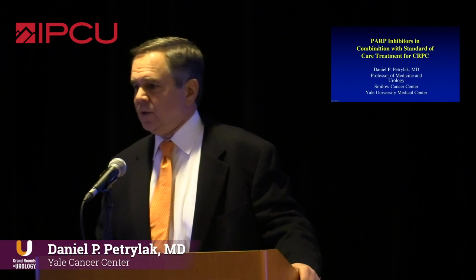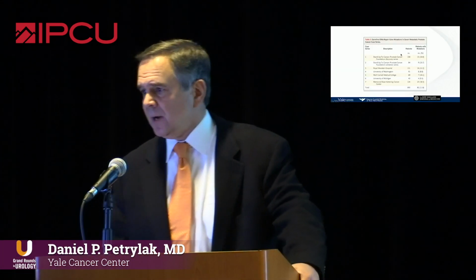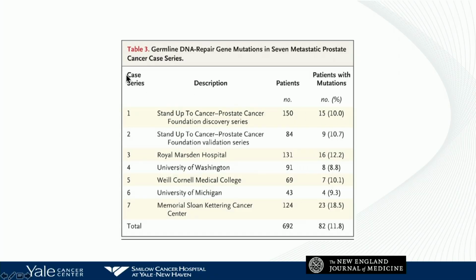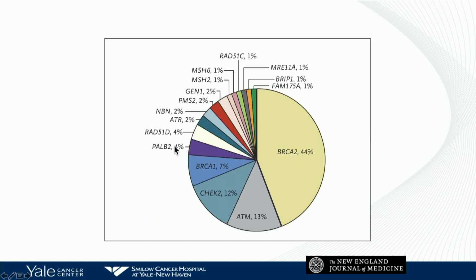We're going to talk about PARP inhibition. This is a really hot topic in prostate cancer. Raul showed this table this morning. This is the summary of the data looking at germline DNA repair mutations in 7 metastatic prostate cancer series. As we see here, about 12% overall from these particular trials will have some form of DNA repair mutation.